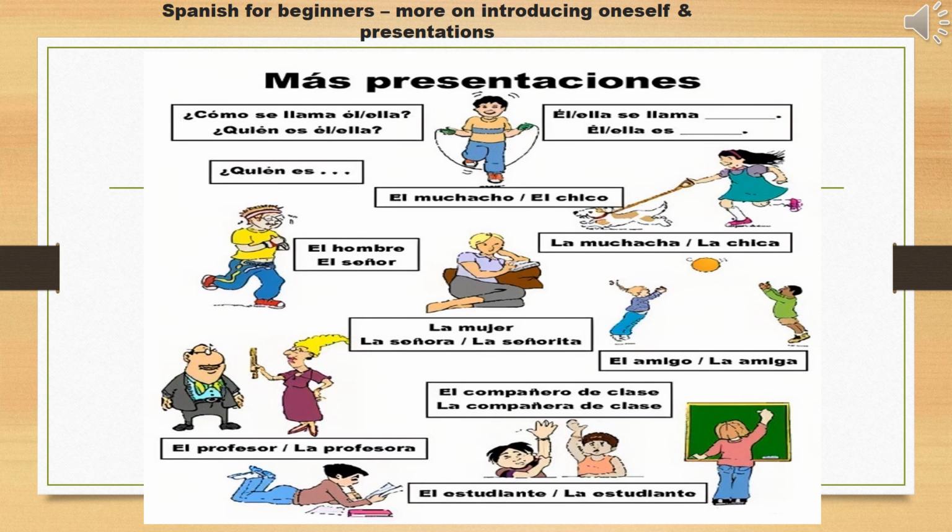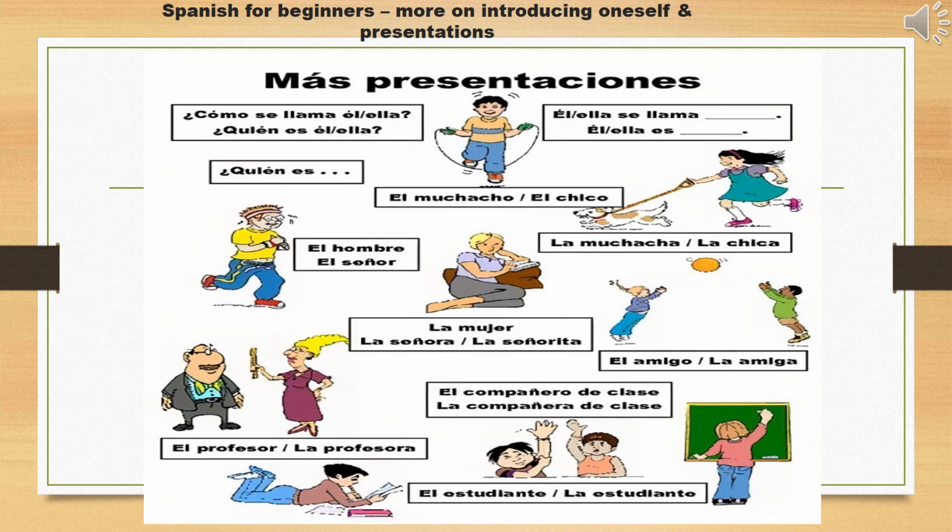El hombre. El señor. Remember, N, when there's something on top, it becomes ñ. So, el señor. It is not el senor, it is el señor.